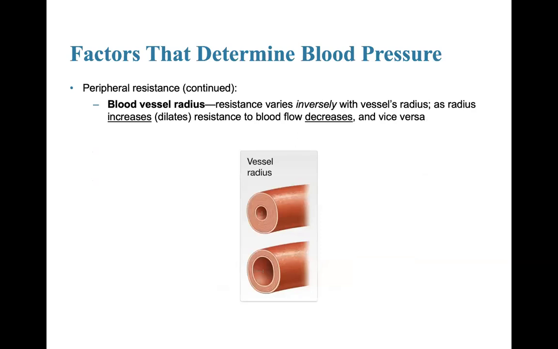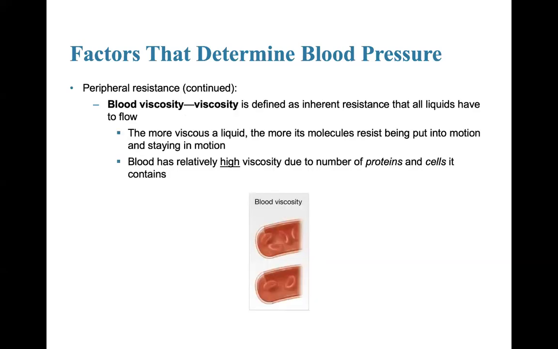The blood vessel radius is one source of resistance, and it varies inversely with the vessel's radius. As the radius increases or dilates, the resistance to blood flow decreases, and vice versa. If it constricts, the resistance will increase.